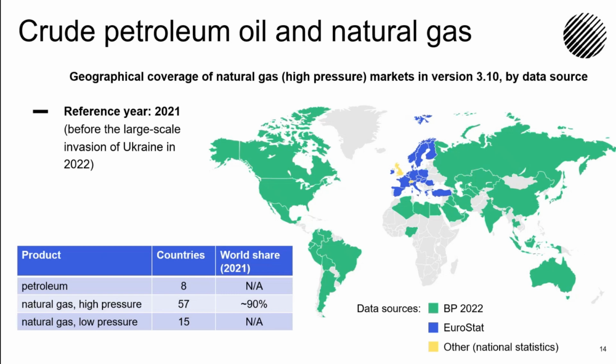For the markets for natural gas at high pressure, as the map shows, most of the data comes from the global energy statistics published by BP. For European countries, data is either taken from Eurostat or national statistics for a couple of cases. We have also slightly increased the number of markets for local distribution of natural gas, meaning natural gas at low pressure. There are now markets for 15 countries in version 3.10.